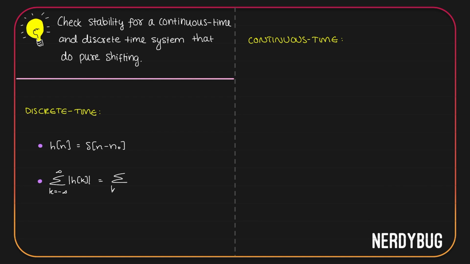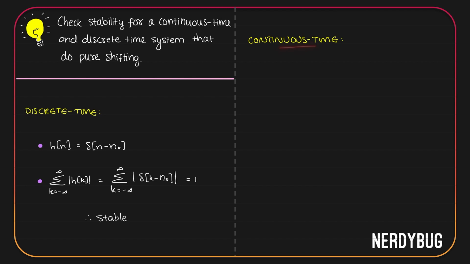This will be equal to summation from k equals minus infinity to infinity, magnitude of h of k is delta of k minus n naught, and this is simply equal to 1. It is 1 because delta of k minus n naught is only having non-zero value at n naught. At any other value of k, it is 0. So when you add all the values, you have loads of zeros, then a 1, and then loads of zeros. The summation is 1. It is bounded, so the system is stable.